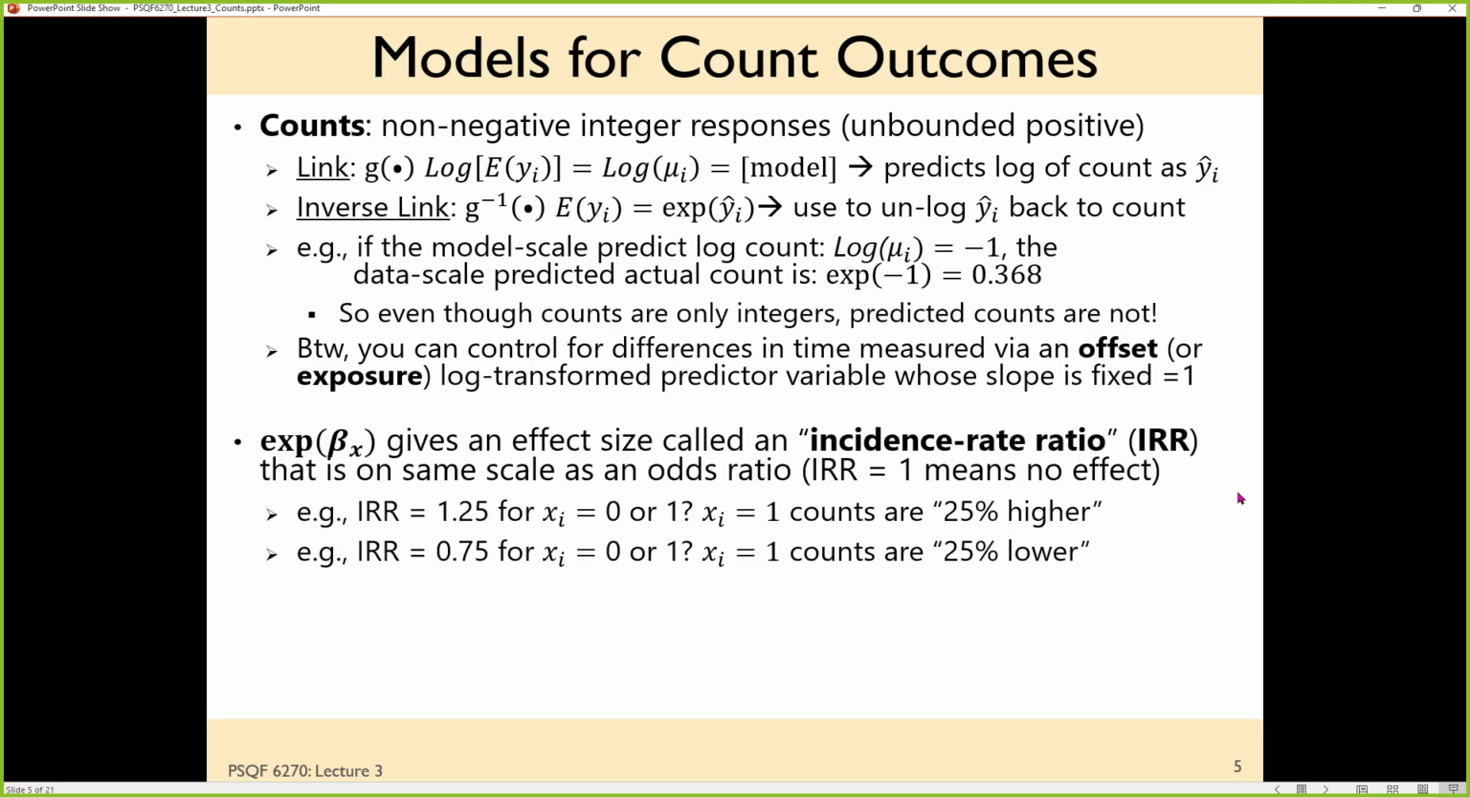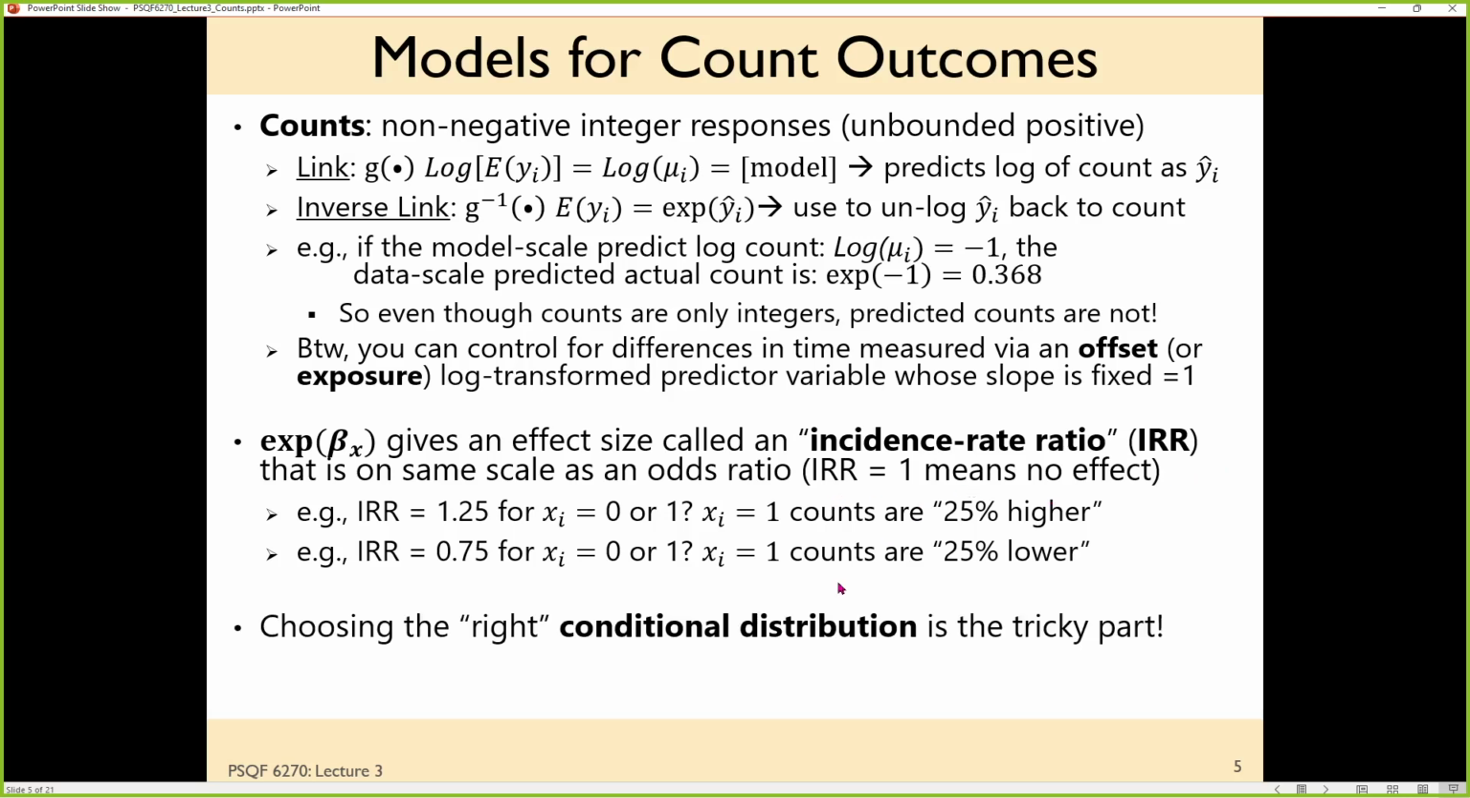As I said, we're back to odds ratios, except they have a new name. Incident rate ratios is what they are called, but they are just the exponentiation of the slope, same as before. So all of the code that we did before will work for this purpose as well. And the tricky part then, as we talked about, is the conditional distribution. So log link is what we're going with. What it's paired with is going to be the question.